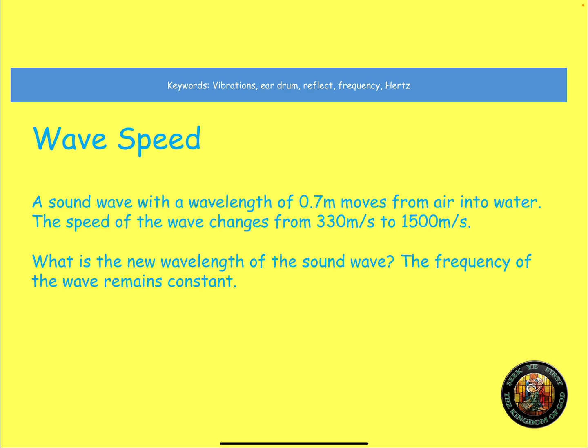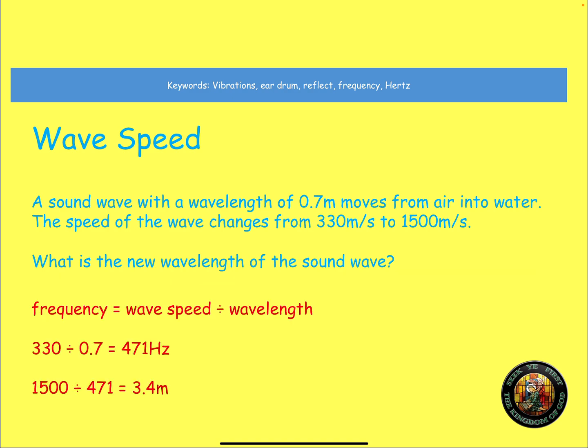Okay, let's see how you got on. So frequency equals wave speed divided by the wavelength. 330 divided by 0.7 is 471 hertz. And in water, the new wavelength is 3.4 meters.